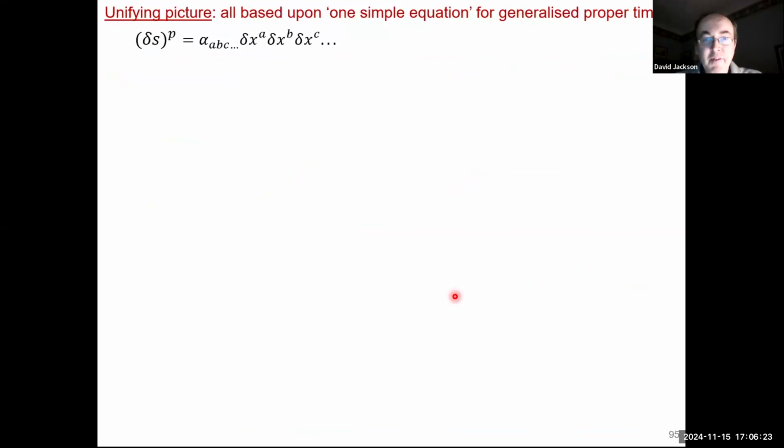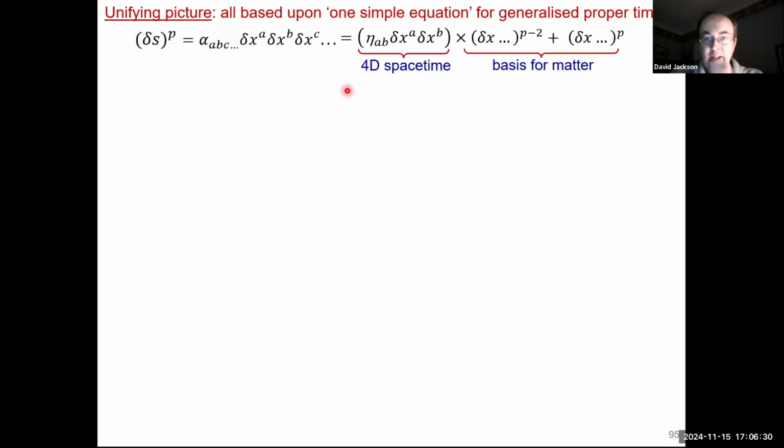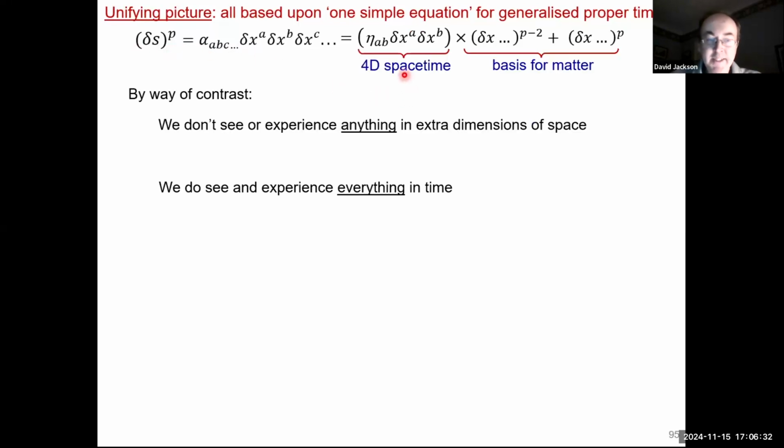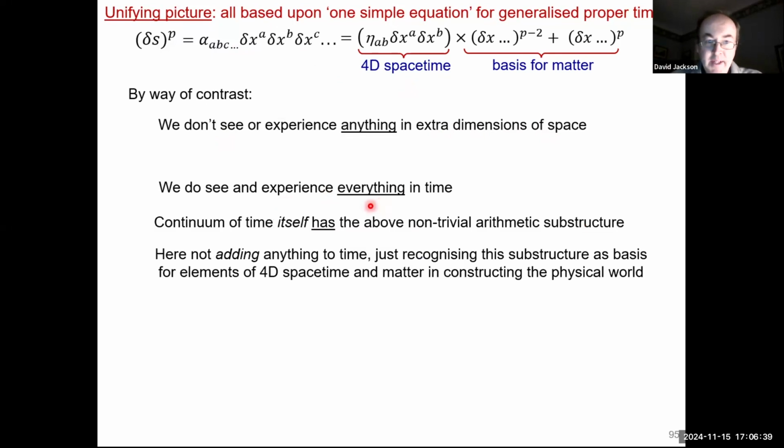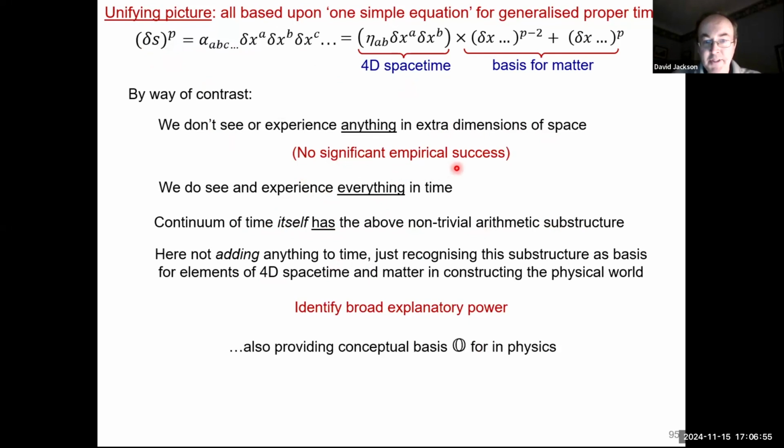It's often also said that if you have a unifying theory, you want everything to come from one simple equation. And here, basically, everything does come from this one simple equation, which contains our basis for, say, space-time and matter. So again, we don't experience any extra spatial dimensions, but everything we see, we do experience in time. So we're just using the continuum of time, which has this arithmetic substructure. We're not adding something to time, we're just recognizing the substructure within an element of time to construct space-time, and this tends to work better than extra spatial dimensions.